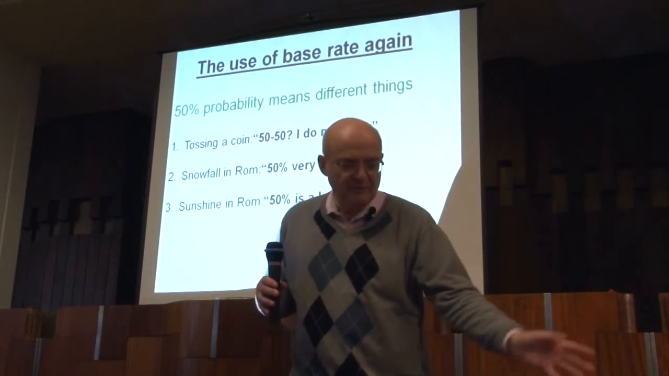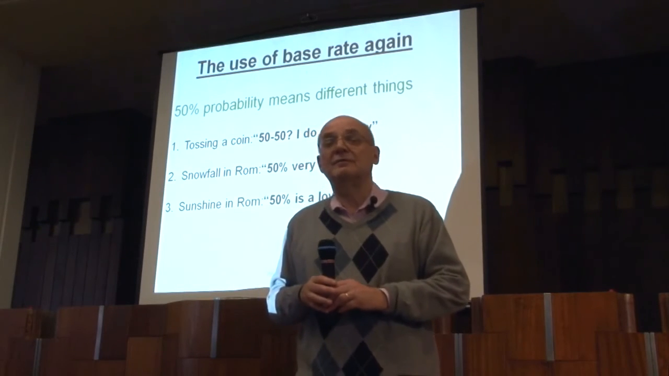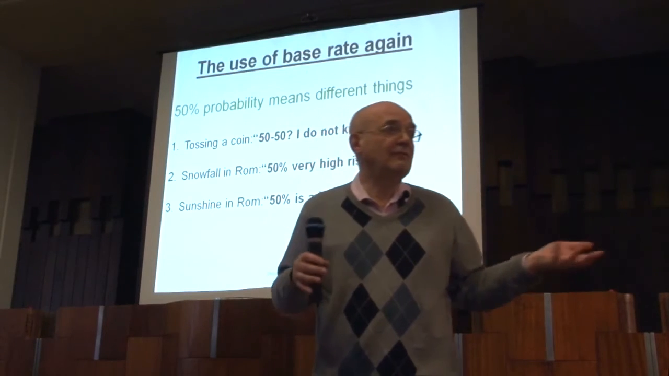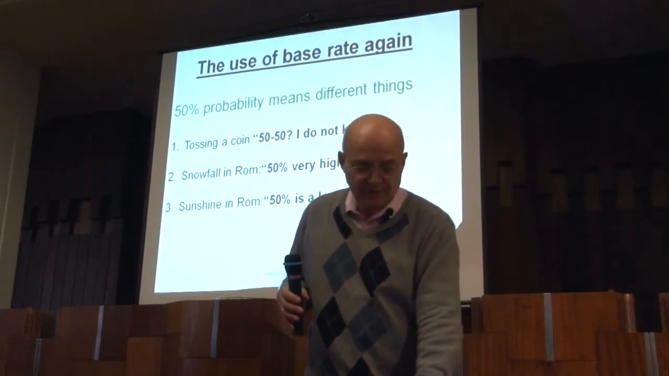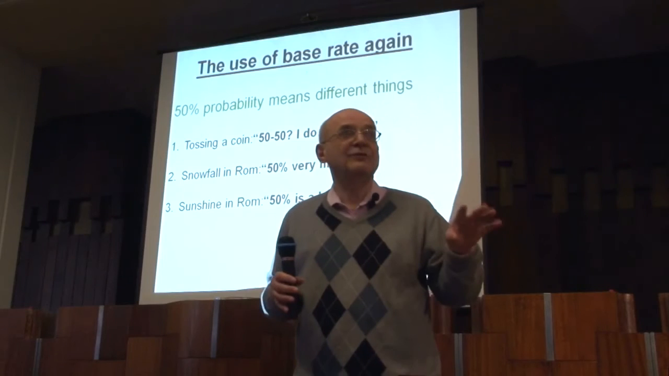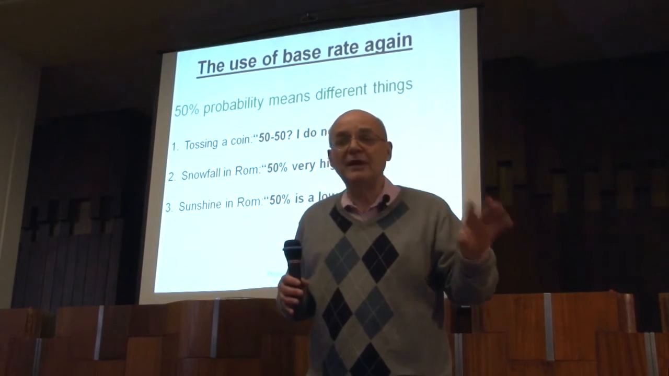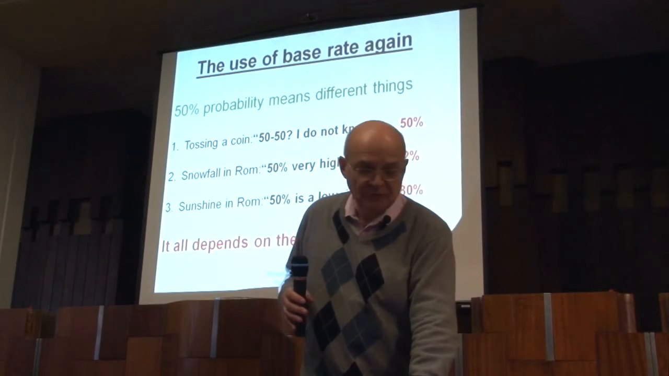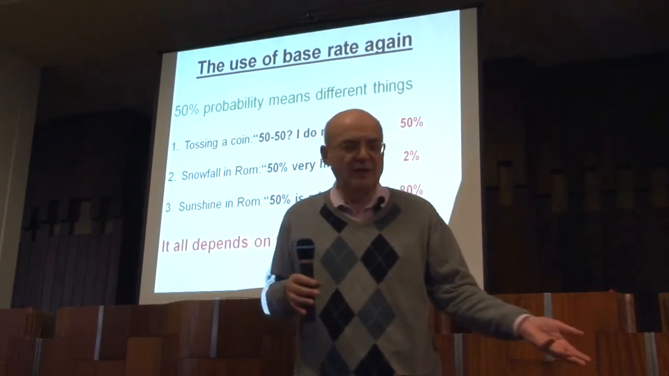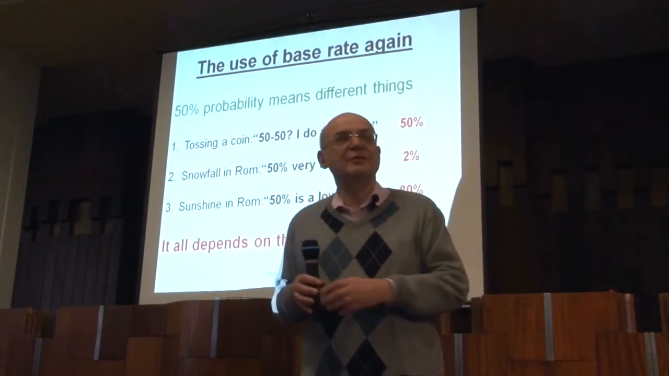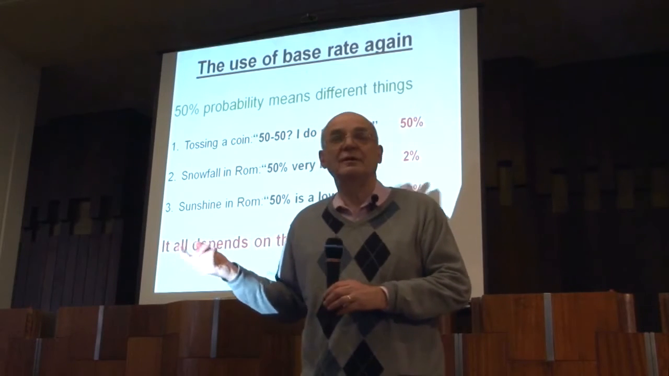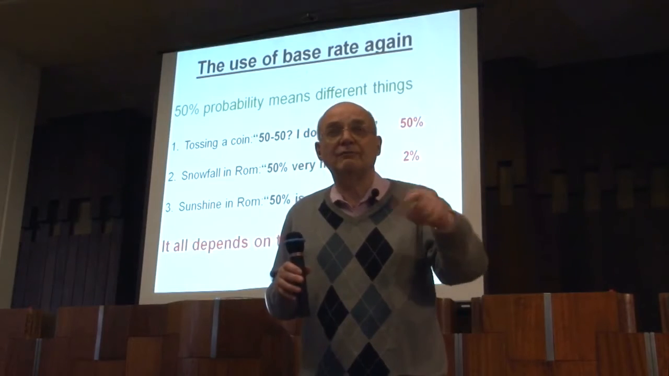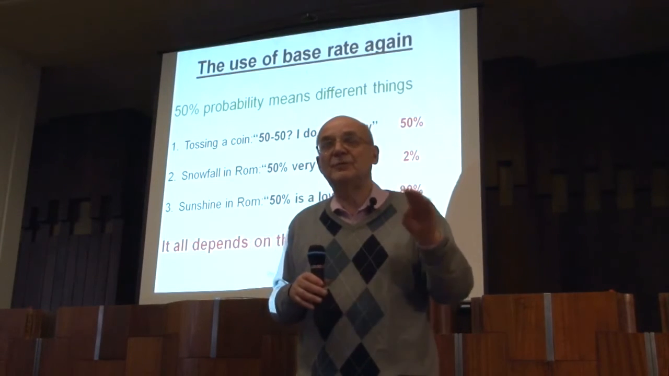Or about sunshine in Rome, 50%, is also a bit out of the normal, because Rome, as I know it, is a very sunny place, at least in summertime. So it all depends. It is 50% depends on the base rate, what we are comparing with. So it's 50% for the coin, perhaps 2% for snowfall, and 80% for sunshine. So the 50% should not be a problem, except when tossing a coin, if you keep the base rate.